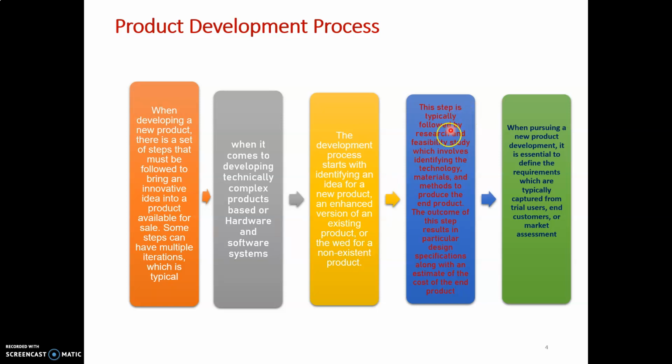The next step is typically research and a feasibility study, which involves identifying the technology, materials and methods to produce the particular product. The outcome of this step results in particular design specifications along with an estimate of the cost of the end product. Finally, we consider the cost of the product also. When pursuing a new product development, it is essential to define the requirements, which are typically captured from trial users, customers or a market assessment survey.